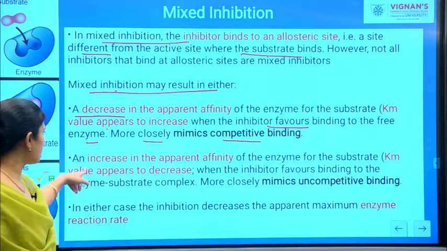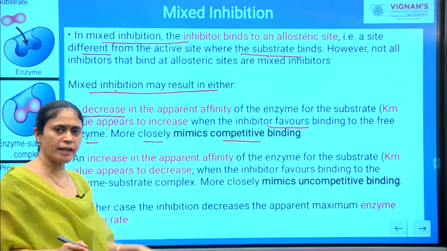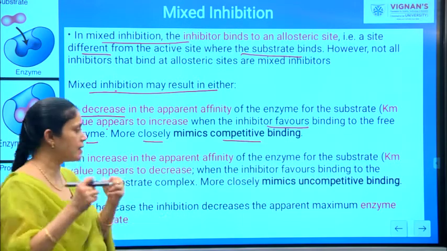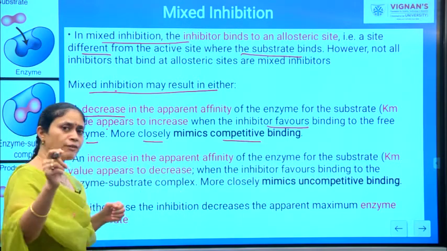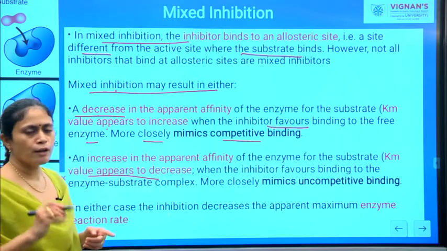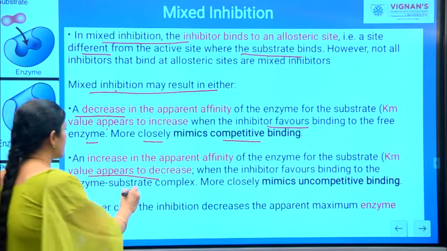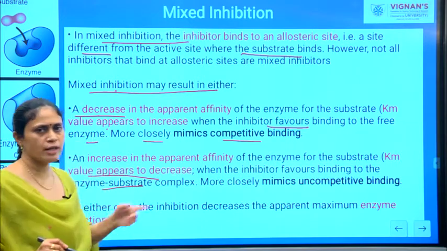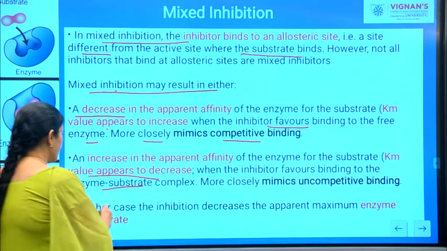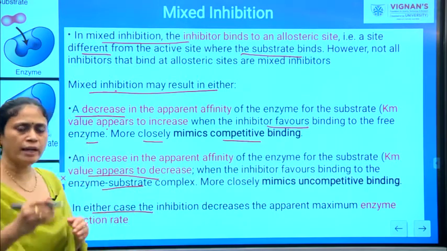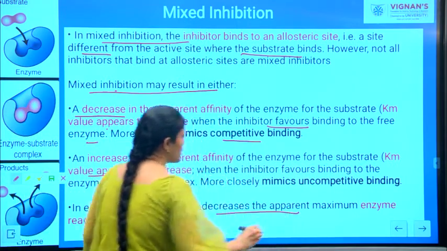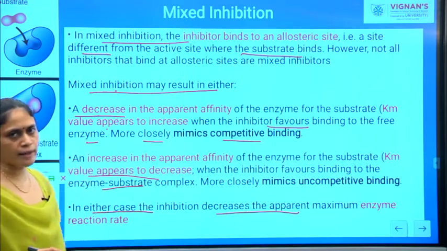Another result may be an increase in the apparent affinity between the enzyme and substrate. That means your Km value is less. Km appears to decrease when the inhibitor favors binding to the enzyme substrate complex, more closely mimicking uncompetitive binding. So, in either of the cases, there will be a decrease in the enzyme reaction rate.